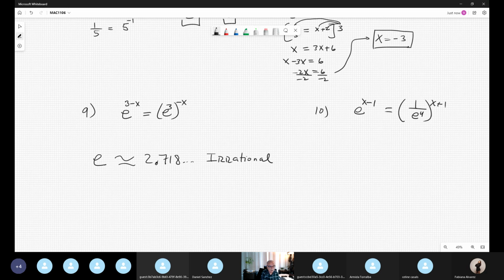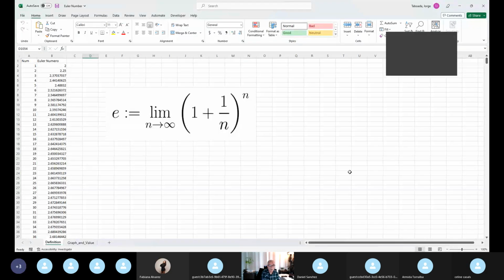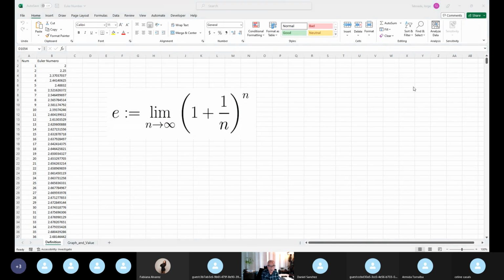E in mathematics is... Okay, I want to share another window. Get the definition of the E. Do you see the spreadsheet, Excel? Yes or no? Yeah. Okay.